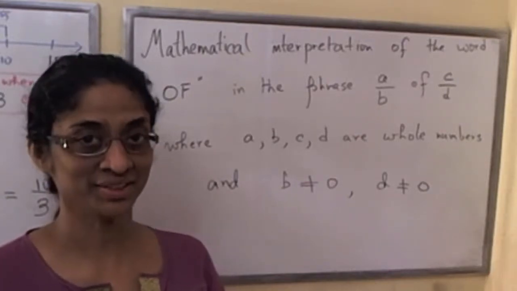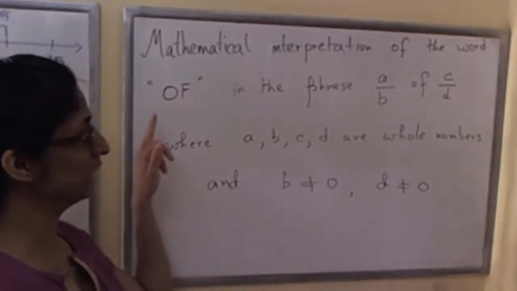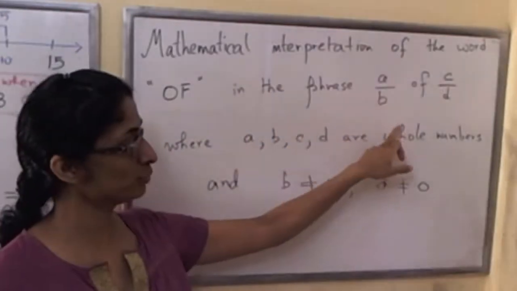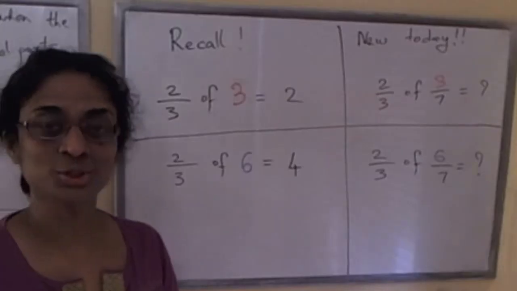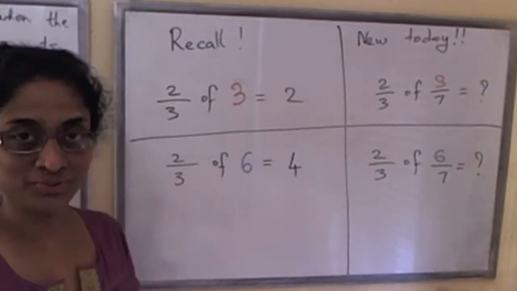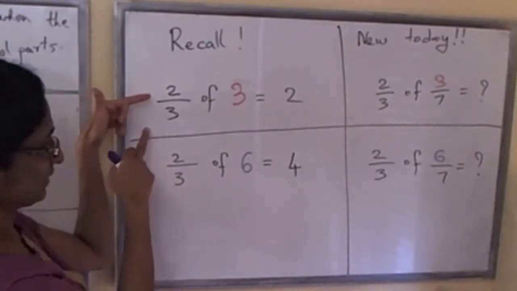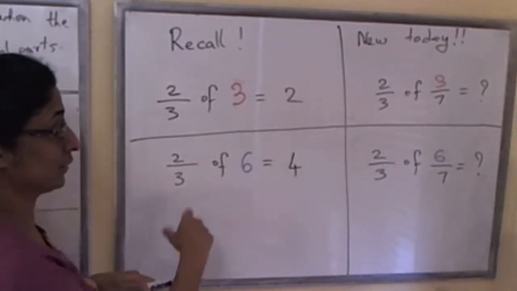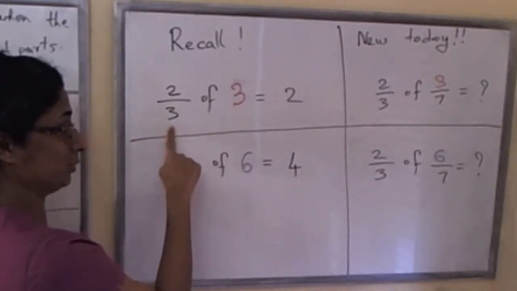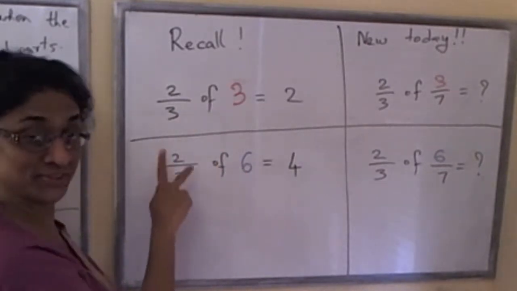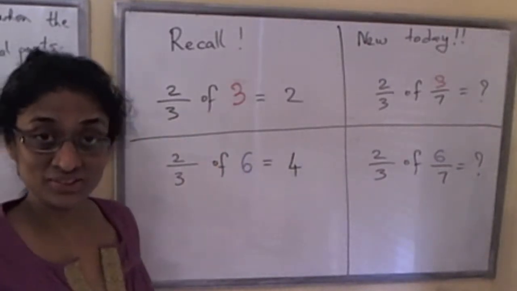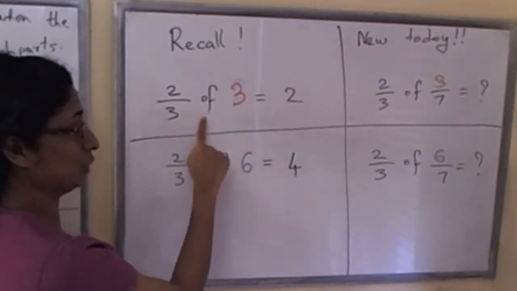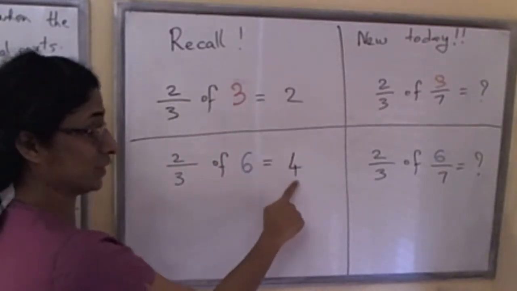Hi, let's continue with a discussion on the mathematical interpretation of the word "of" in the phrase A/B of C/D. The work that we did in the previous video was about examples of this kind, 2/3 of 3 and 2/3 of 6. Notice 3 is a multiple of 3, 6 is a multiple of 3. This is the type of examples we discussed in the last video. By now you should be pretty comfortable with 2/3 of 3 is 2, 2/3 of 6 is 4.